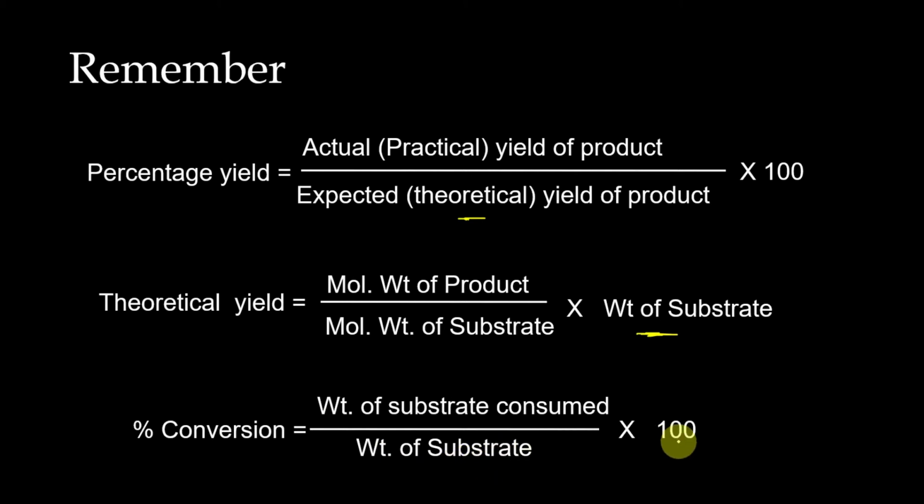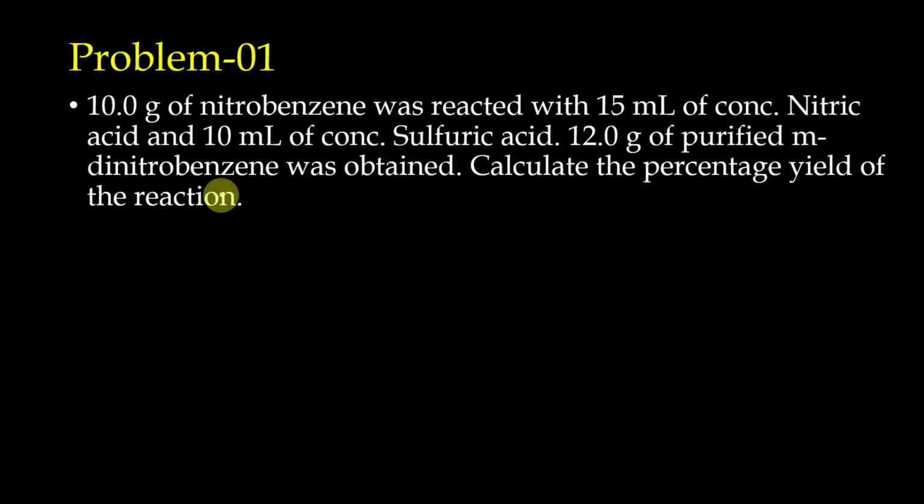So let's see some examples. This is our first problem, nitration of nitrobenzene. First we will read it. 10 gram of nitrobenzene was reacted with 15 ml of concentrated nitric acid and 10 ml of concentrated sulfuric acid. 12.0 gram of purified metadinitrobenzene was obtained. Calculate the percentage yield of the reaction. First we will write a reaction for this.